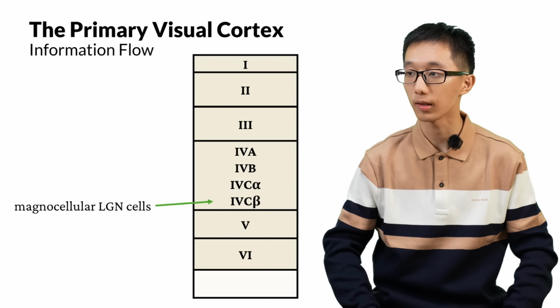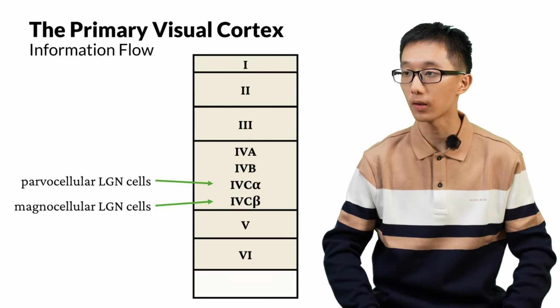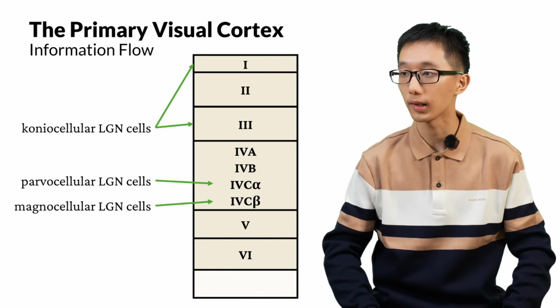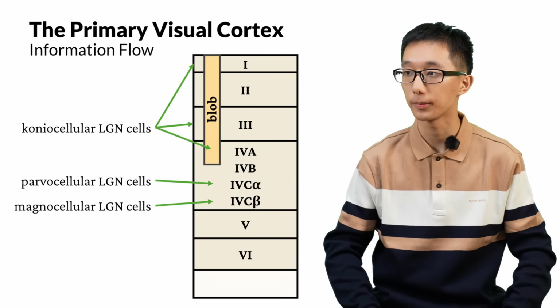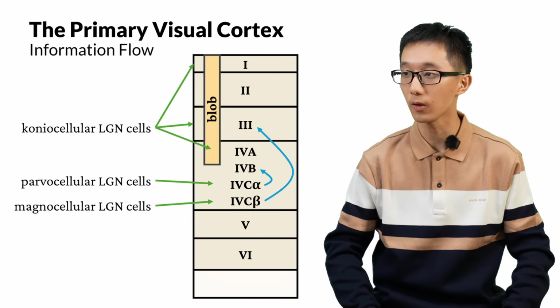Magnocellular LGN cells mainly project to 4C beta neurons. Parvocellular ones usually project to 4C alpha neurons. Koniocellular cells project to layers 1 and 3. It also projects to a region known as the blob. Inside the cortex, 4C alpha neurons project to 4B neurons, and 4C beta neurons mainly project to layer 3 neurons.